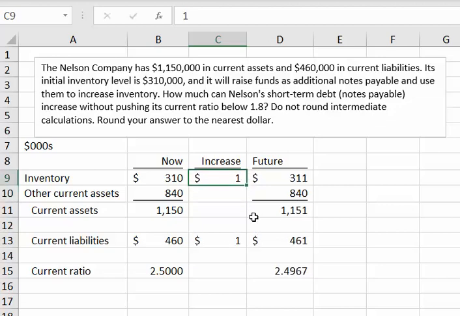We increase it $1, we can see the current ratio falls to 2.4967. All I'm doing is adding across, right? If I increase inventory by 10, we see it drops even less. So you could use this approach and just figure out at what point you hit 1.8. You know, if I go to, let's say, 9999, let's say a huge number, we see we're way below 1.8. So you could use trial and error. That's one way to get it.